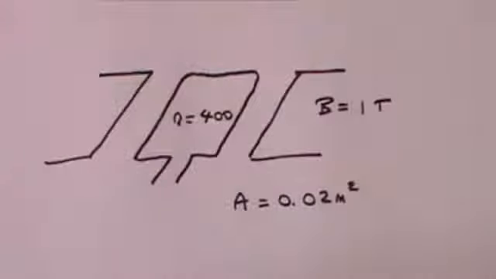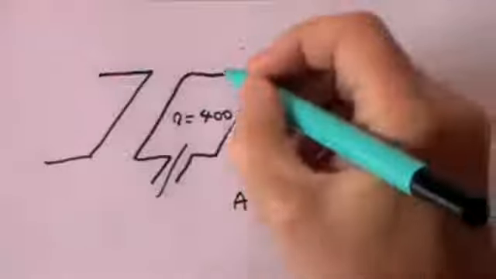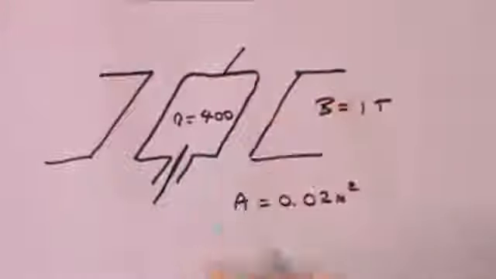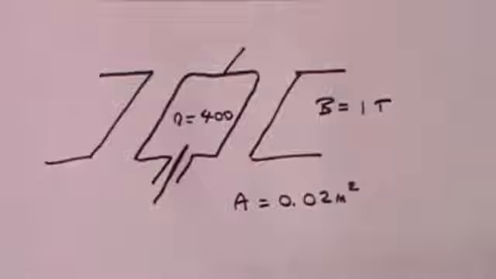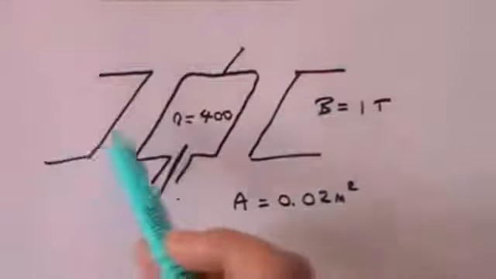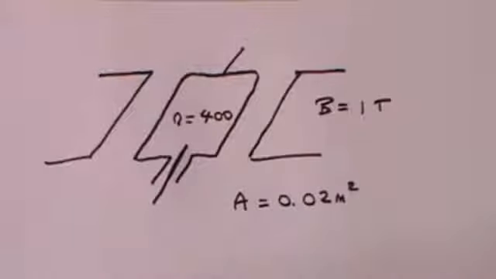Question 8. We have a coil in a magnetic field, and the point about this coil is it can be twisted so that it rotates on an axis like this. And there are 400 turns on this coil. The cross-sectional area of the coil is 0.02 meters squared, and the magnetic field in which it is turning is 1 Tesla.